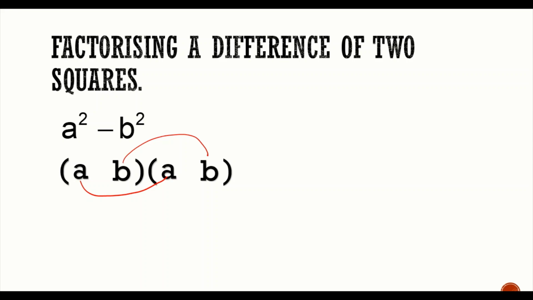And then let's come to the signs. Firstly, you'll put positive and then you'll put negative. What is also important to note is that positive times negative will give you the negative that you have originally in the difference of two squares. So the signs are always important to remember.